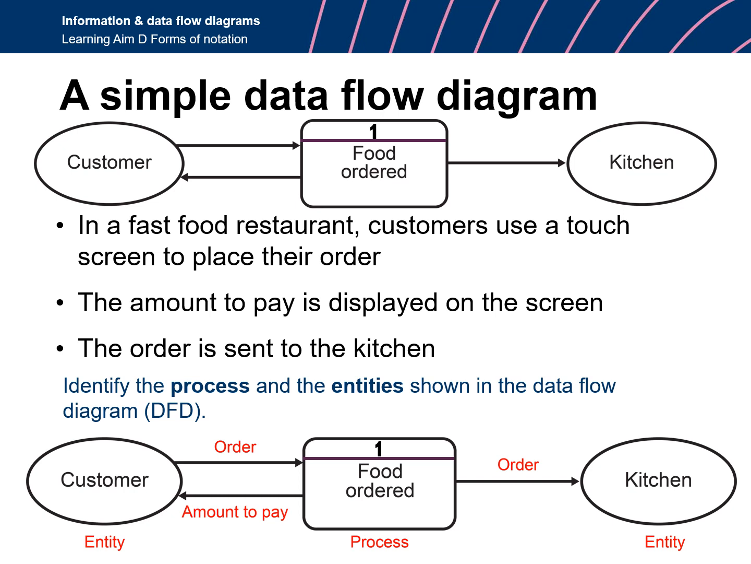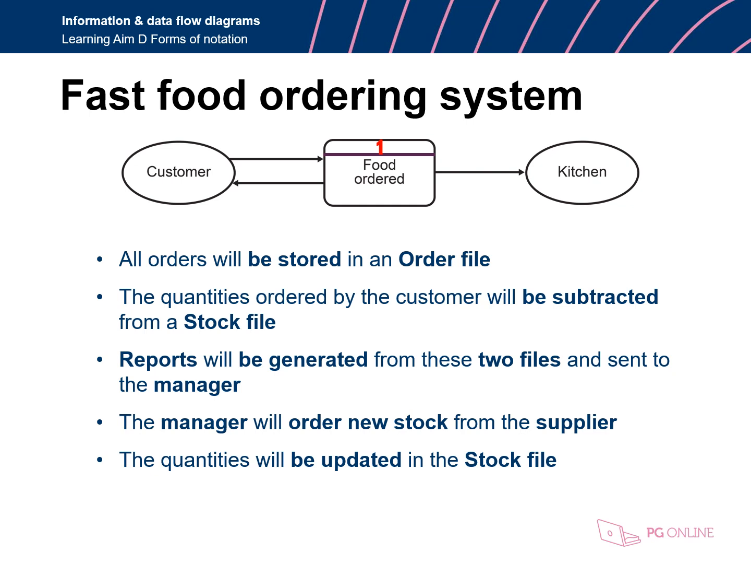The customer would place the order or the items that they would like to eat into the food ordering process, and they will be told how much to pay back from the ordering process. And the food that they have ordered will be sent from the food order process to the kitchen, so they cook the correct food. We are now going to expand on this fast food ordering system data flow diagram.